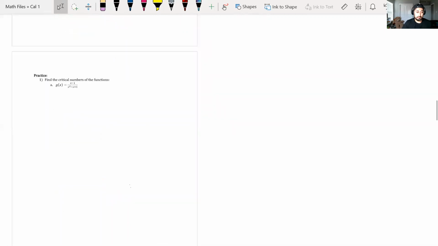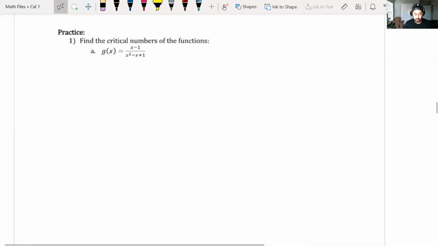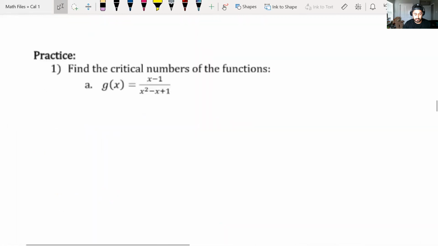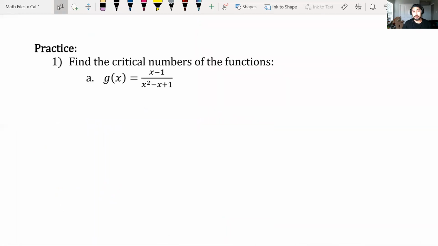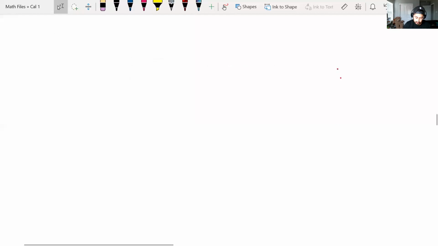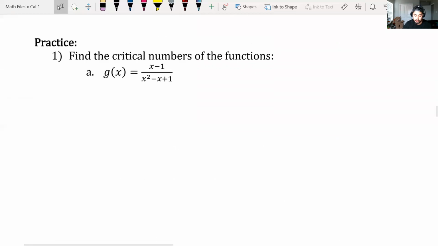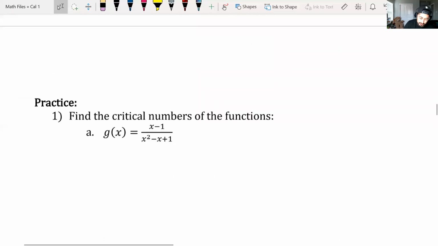All right. Practice. Basically the notes are over. So now this is just fun. Now you just get to watch me work. Find the critical numbers of the functions. So this one, we're just looking for critical numbers of the functions.